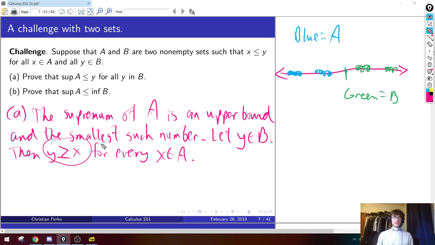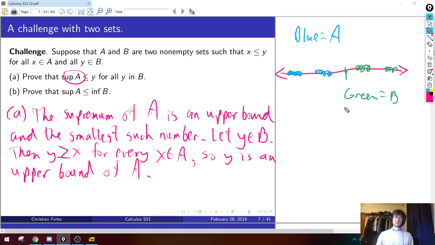So the statement that y is greater than or equal to x for every x in A, what does this mean? That means that y is an upper bound of A. So y is an upper bound of A. Okay. So if y is an upper bound of A, and the supremum is the least upper bound of A, what inequality does that imply about y and the supremum? That implies that y is greater than or equal to the supremum of A. Yeah, so we're done. That's it.